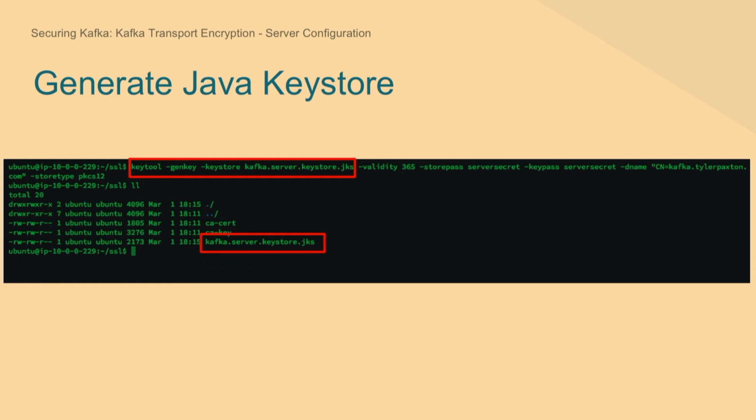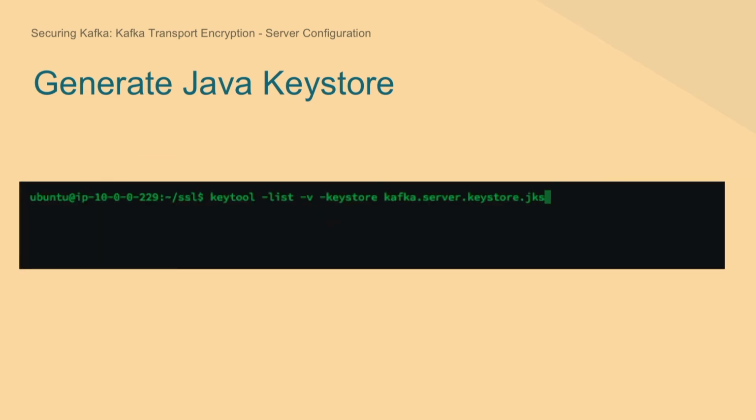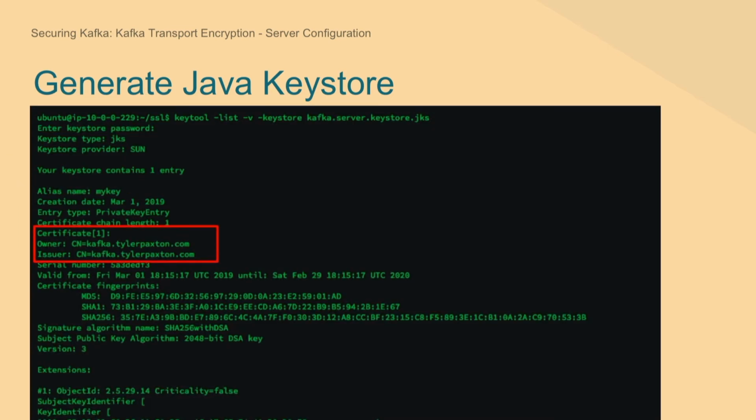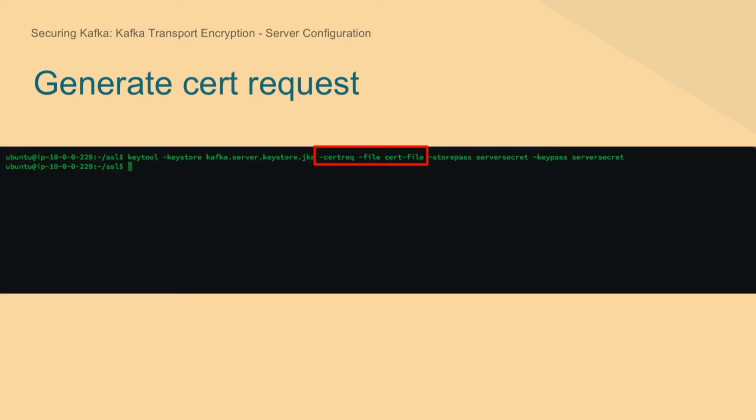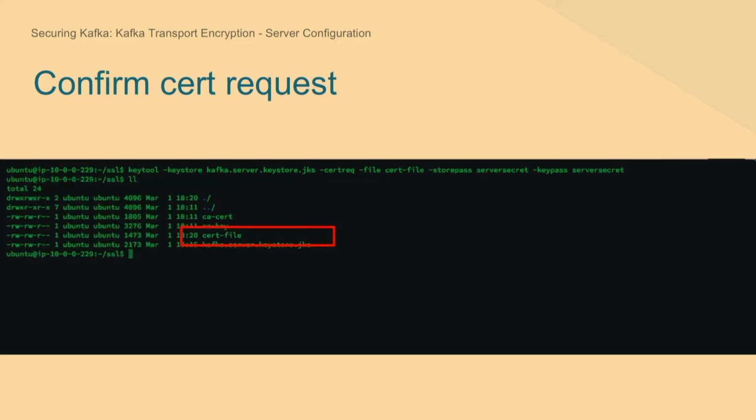Within that key store, I'm also going to look at what I have in there after I generate a new key. I can see that I have a key for my host, kafka.tylerpaxton.com. And then I'm going to go ahead and import the root certificate from my public CA. And then I'm going to request a signed certificate using that public certificate in my key that's in my key store. So now I have a certificate request. I'm going to send that over to my CA.